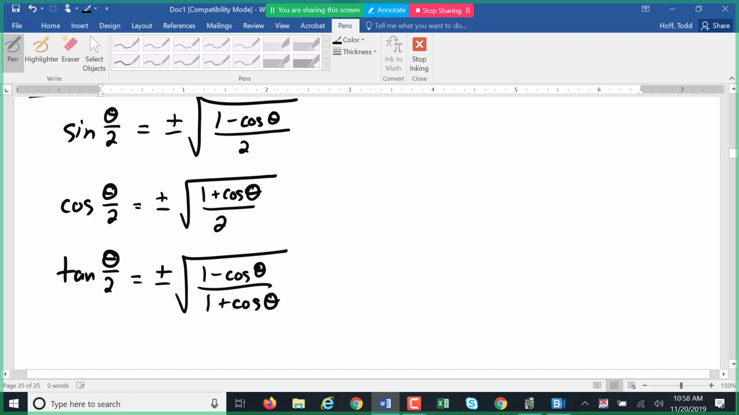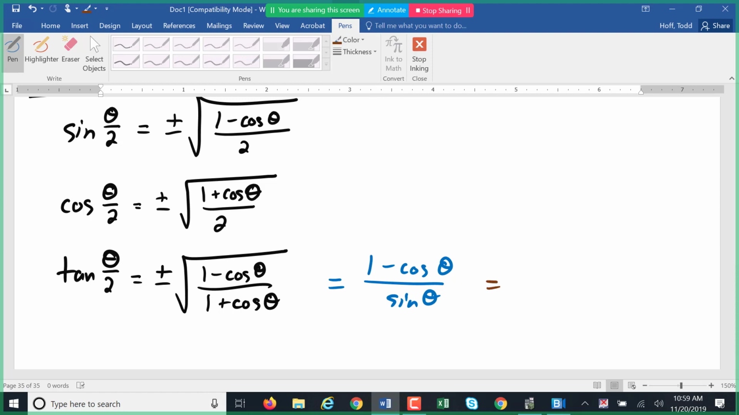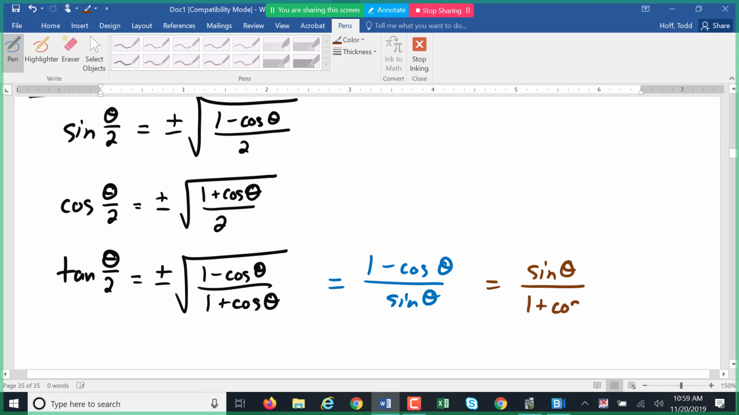But having the square root in there isn't the simplest way to deal with it. So another version of the half angle formula for tangent is that tangent of half of theta, or theta over 2, is 1 minus cosine theta over sine theta. And a third version of that formula is that tangent of theta over 2 is equal to sine theta over 1 plus cosine theta.